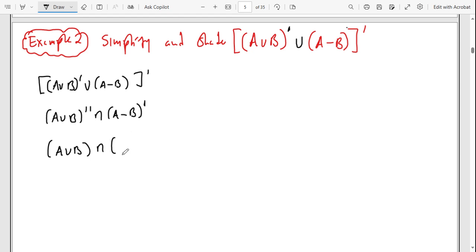What does it mean? It means A intersection B complement. But remember, we already have a complement outside. And then this is going to give us A union B intersection. I'll distribute that complement on the outside. So we are going to have A complement. The sign, remember, changes.